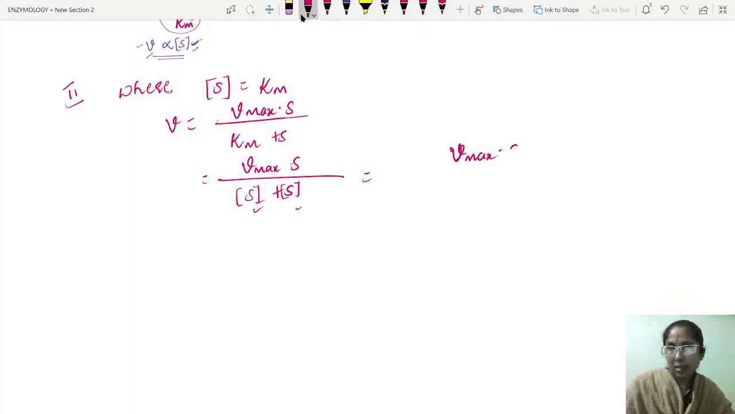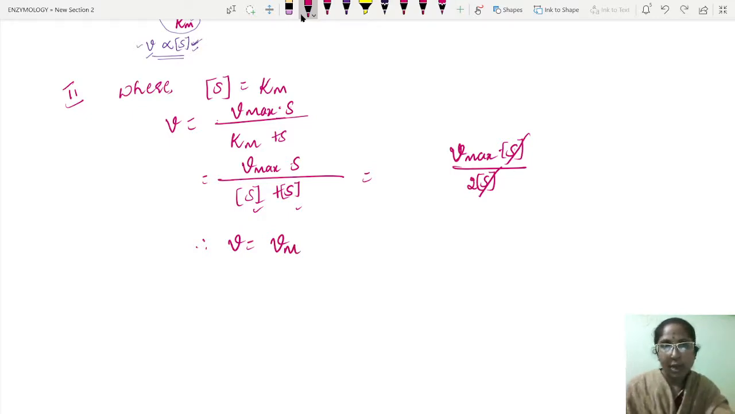Vmax into S divided by S plus S, which is equal to 2S. This can be cancelled. Then we see this V is equal to Vmax by 2. So this is V is equal to Vmax by 2.